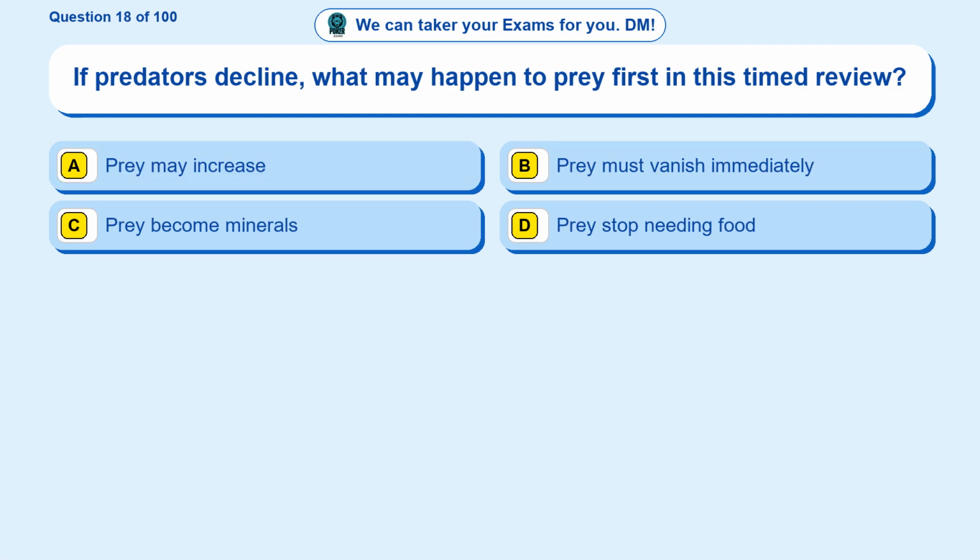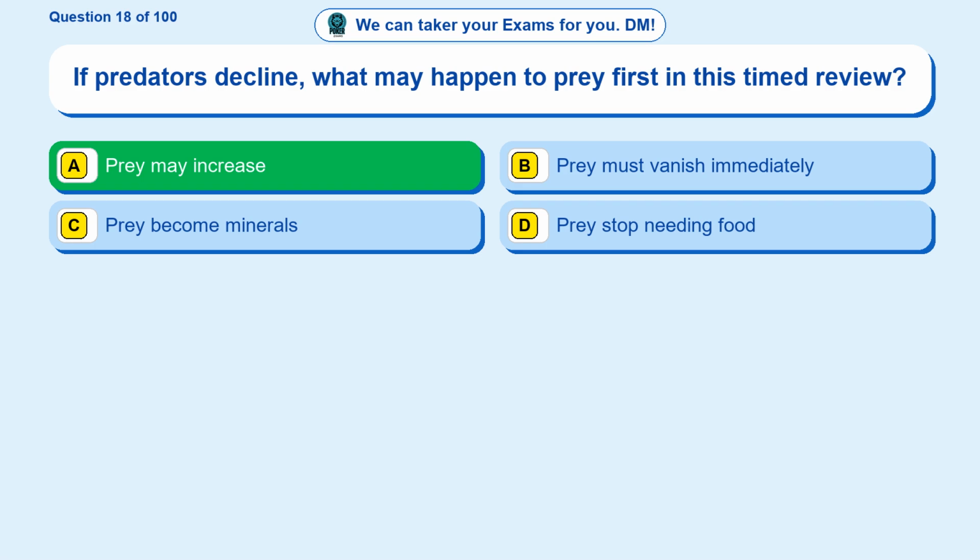Question 18. If predators decline, what may happen to prey first in this timed review? Option A. Prey may increase. Option B. Prey must vanish immediately. Option C. Prey become minerals. Option D. Prey stop needing food.